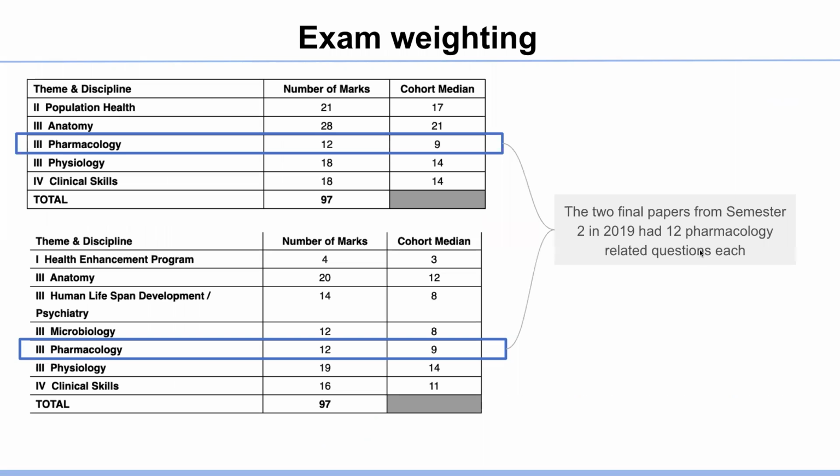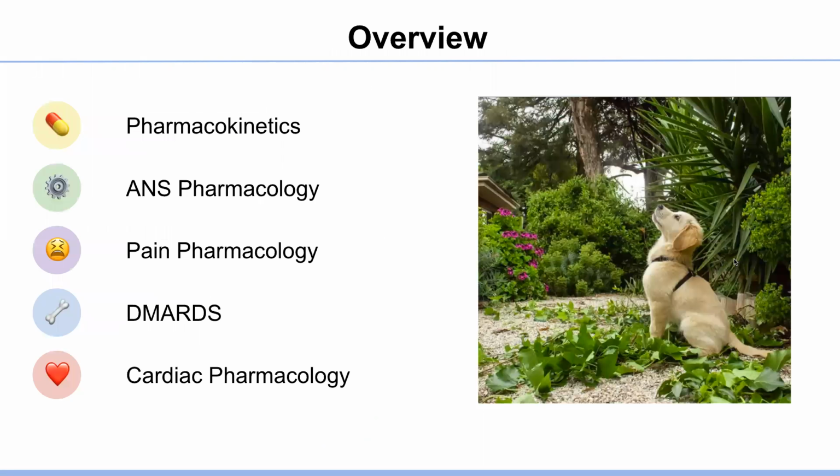So just a quick summary from our last year's exam. This is our exam breakdown. And so the two final papers from semester 2 each had 12 pharmacology related questions. So I guess worth knowing, but also not a super big part of the exam. So quick overview, we'll be focusing more on the later topics, but still skim over the earlier ones just to cover all of semester, because why not?